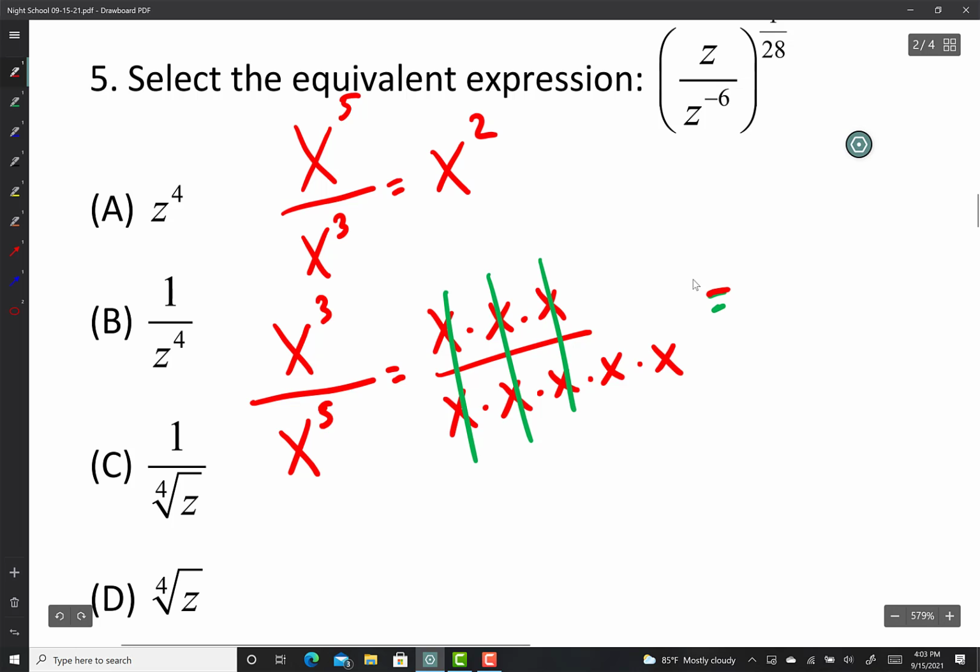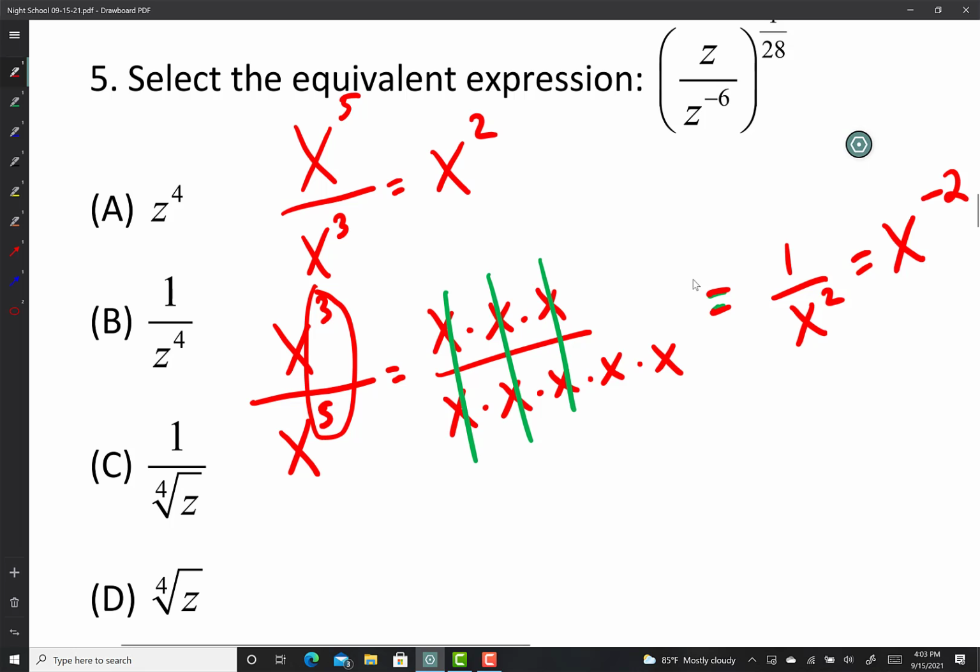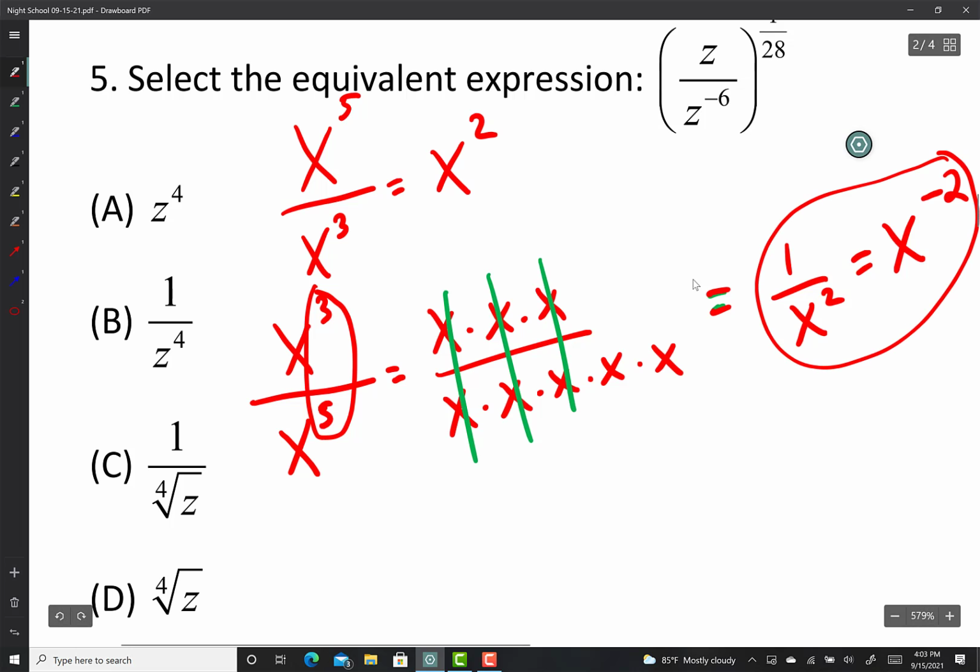So notice you can either write it like this if you want to have positive exponents, or you can write it like so. Because what is 3 minus 5? Negative 2. So do you see how these two are equivalent? So it's the same deal. Going back to my side note, 1 over z to the negative 6. If I want to turn that negative 6 positive, it's the same concept. Bring it up. Z to the 6. Do you guys see that?